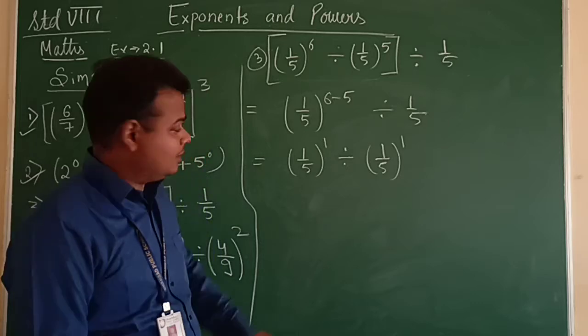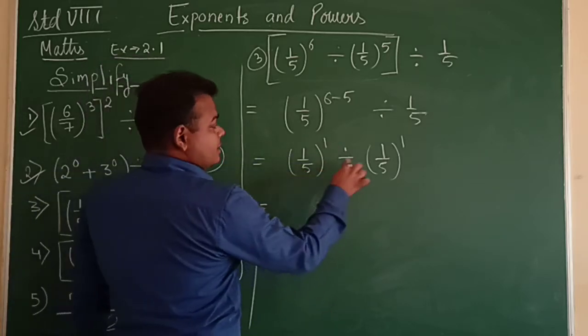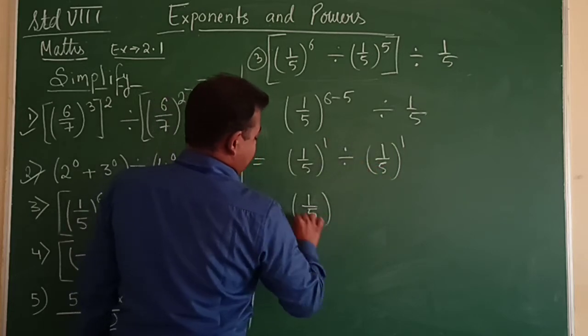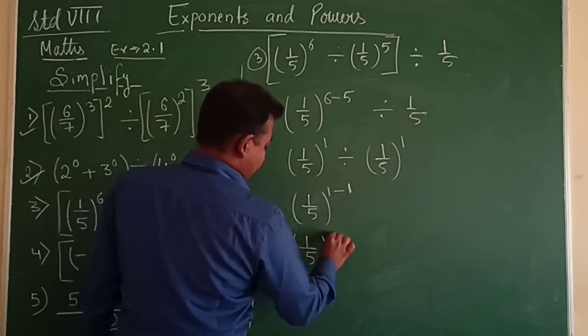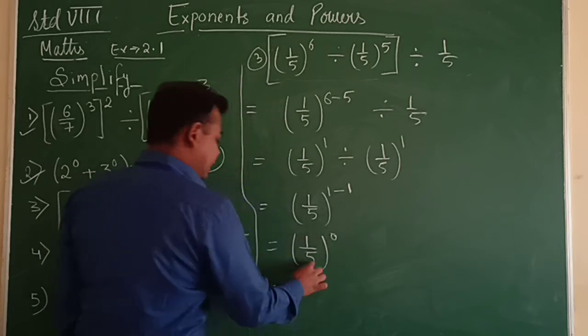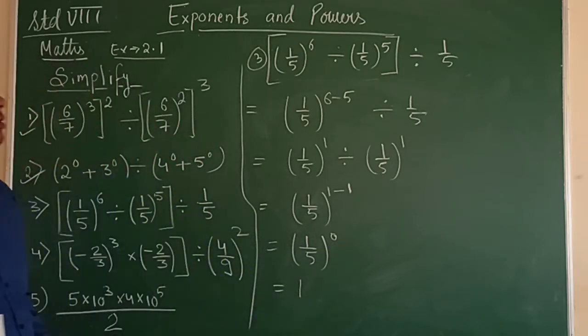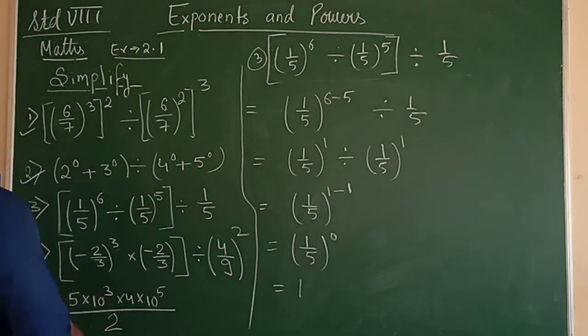We are having the same base and it is in division. So, same base and division, then we will subtract the power. That is 1 by 5 to the power 0. And we know that anything to the power 0 is equal to 1. So, the answer is 1. This is how we have done our third question.